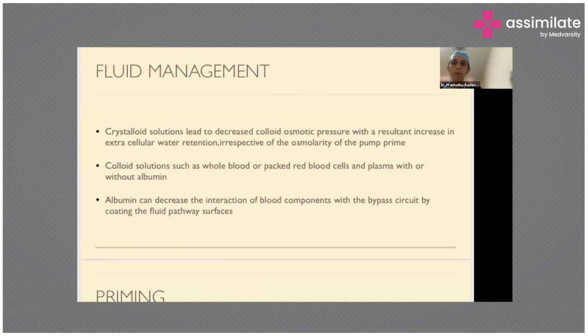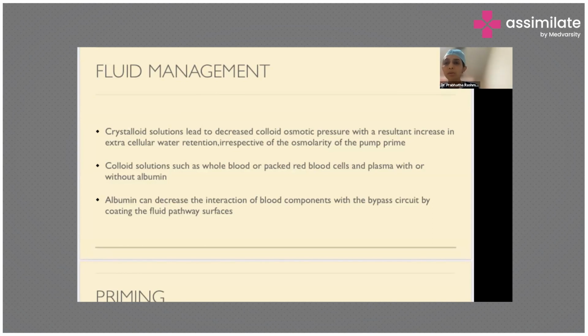I spoke about this a little bit already because I think one of the participants, Garima or somebody, asked which fluid. So it'll be sort of a repetition, but anyway, crystalloid solutions are used or colloid solutions are used. Crystalloid solutions, like I said, lead to decreased colloid osmotic pressure. Also there can be extracellular fluid or water retention. So generally we don't prefer it in pediatrics, but our adult colleagues use it because they have the capacity to withstand this amount of dilution, and they will filter it out.